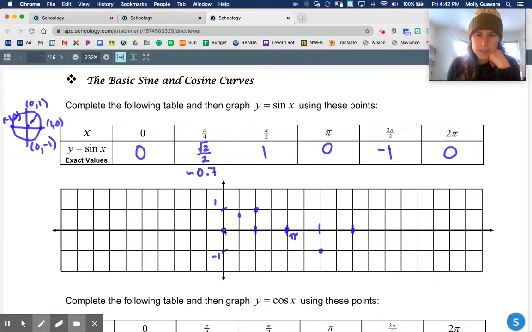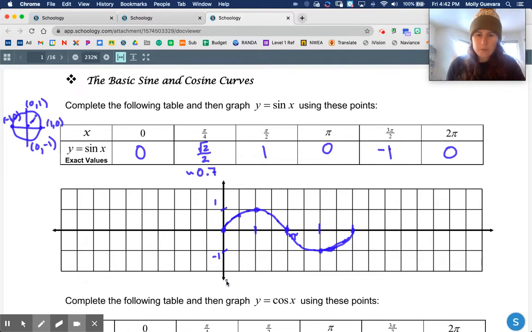So what happens, told you guys, this is not going to be pretty. What happens is as I connect these, it makes this curve. Okay, that was actually a lot better than I thought it was going to be. It makes this curve.